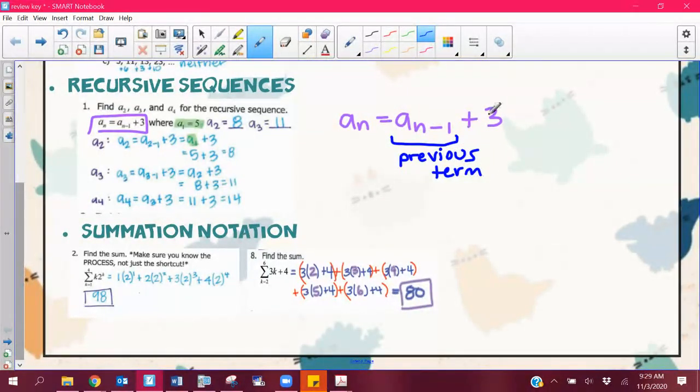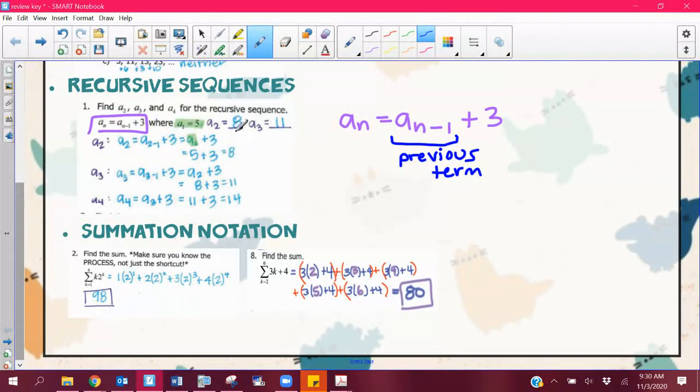So if it had said a sub n minus 2, that would have been 2 terms before. If it said a sub n minus a million, it would have been the millionth term before. Okay, but that's all that notation is saying. It's just defining your sequence in terms of the term before it or the two terms, depending on what the sequence is saying. So for this, in order to find the second term, I need to take the first term, the term before it, and add 3.